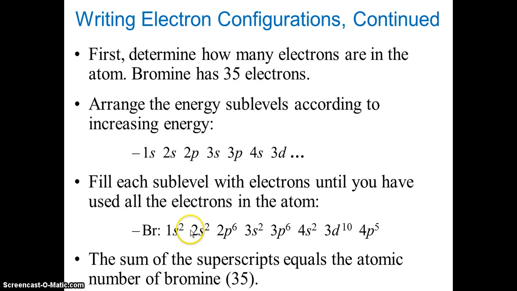We start adding 1s2, 2s2, 2p6. Out of 35, 10 are gone. Now we have 25 electrons left. Then we fill 3s2, 3p6, 4s2, 3d10. 30 electrons are gone, 5 electrons are left, and then we write 4p5. That's the electronic configuration of bromine.